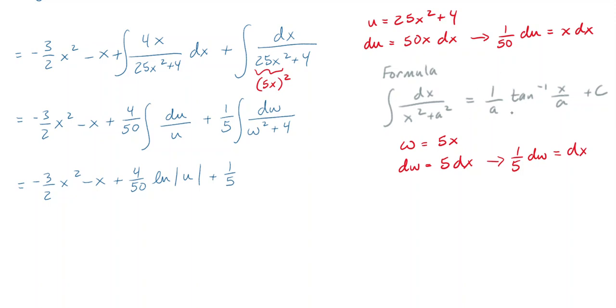And now I'm going to use the formula. So a here is 2. That's 2 squared gives me the 4. So this is going to be a 1/2 tangent inverse of w over 2. And then we've finally integrated everything, so I can throw the plus c out front. Only thing left to do now is to reverse the substitutions that I did, and I'll have my final answer.